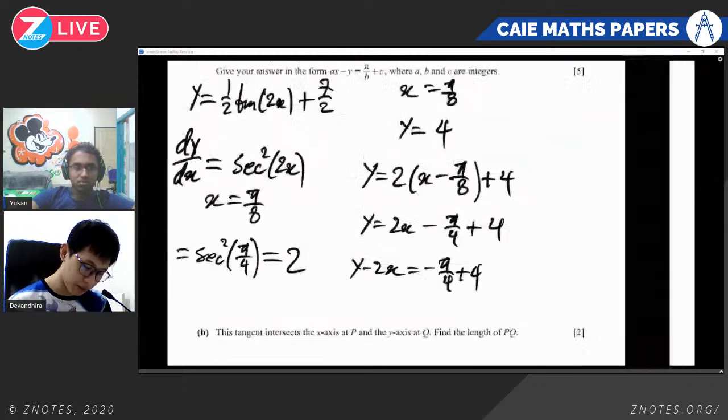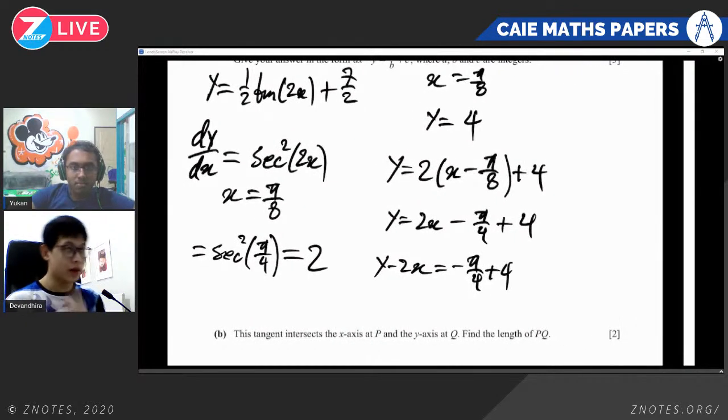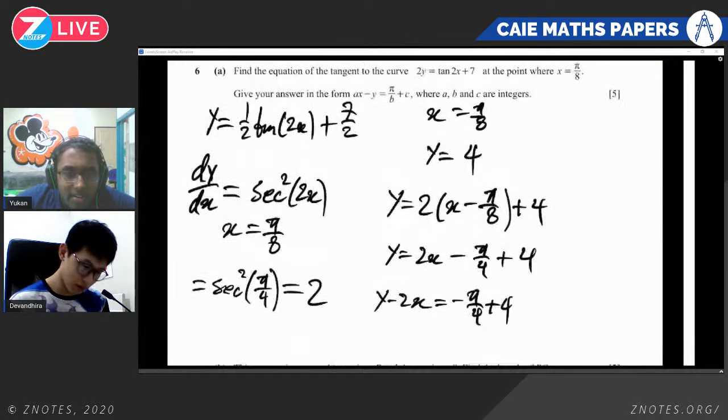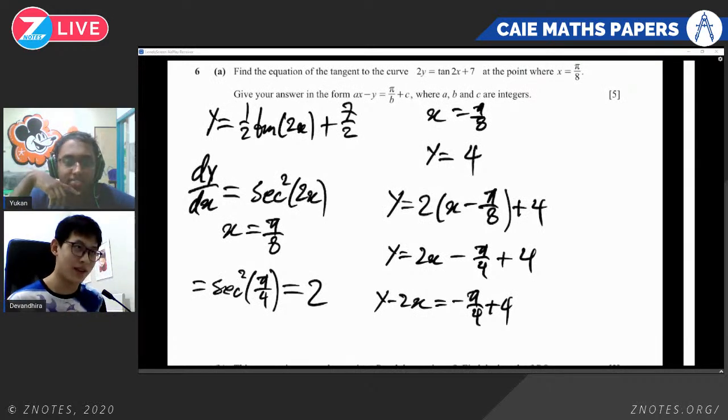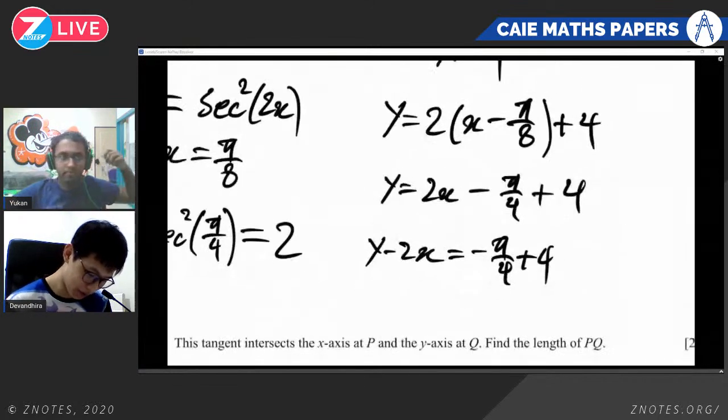But are we done from here? Yeah, that's in the form they wanted, right? Are you sure? Oh no, they wanted negative y, so we have to multiply by a negative number. Exactly. So we just have to multiply by negative, and we have 2x.